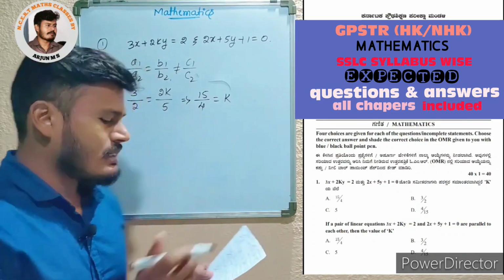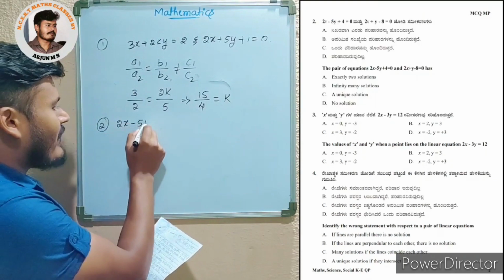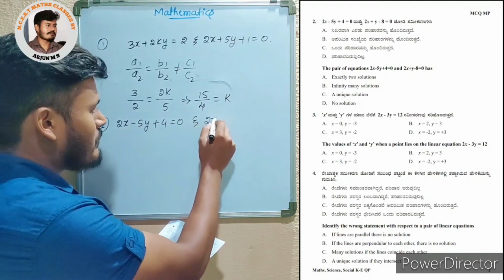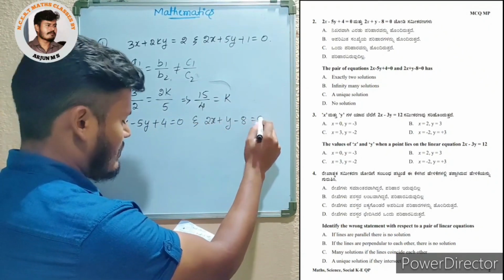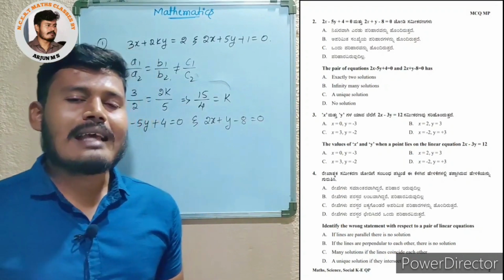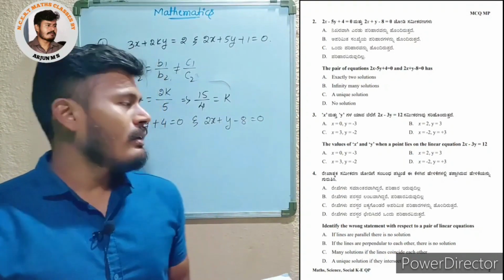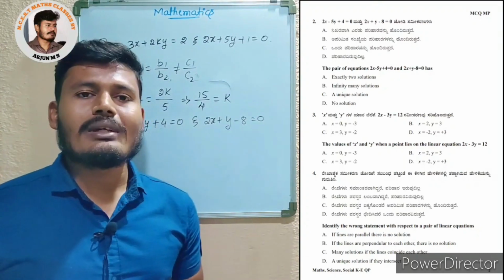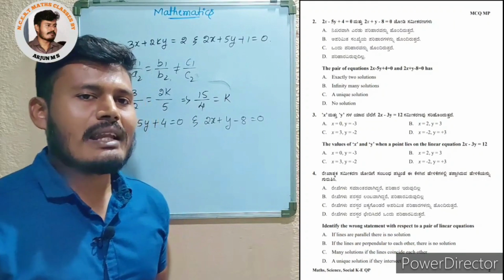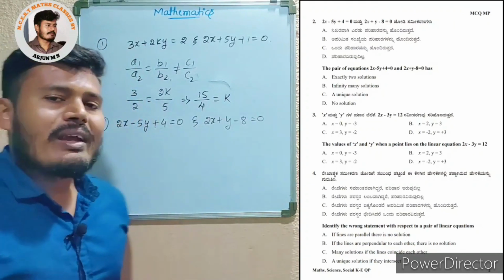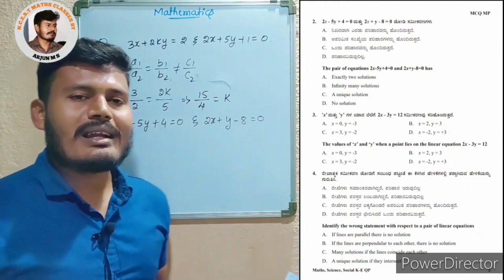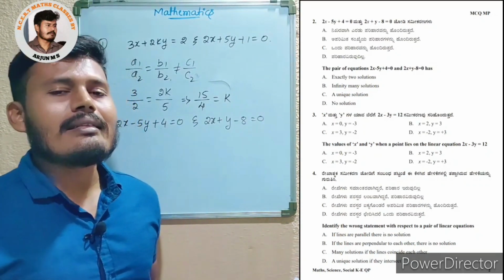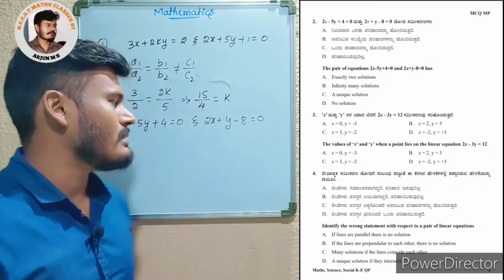The pair of equations 2x minus 5y plus 4 is equal to 0 and 2x plus y minus 8 is equal to 0 has, they are asking you to find out how many solutions there are in these two equations. They are given a pair of linear equations. By comparing the coefficients of these two linear equations, we can easily find out how many solutions there are in the given pair of linear equations, right?